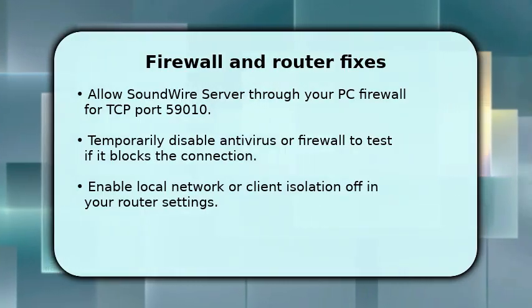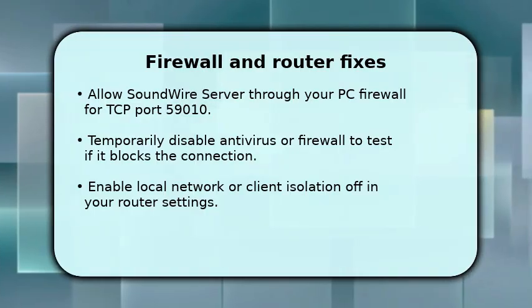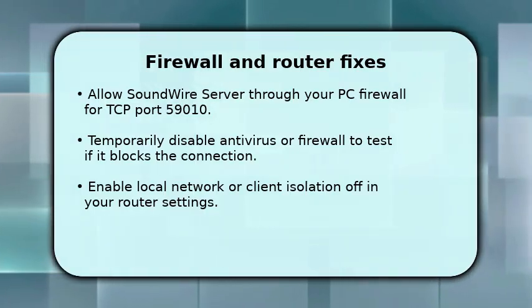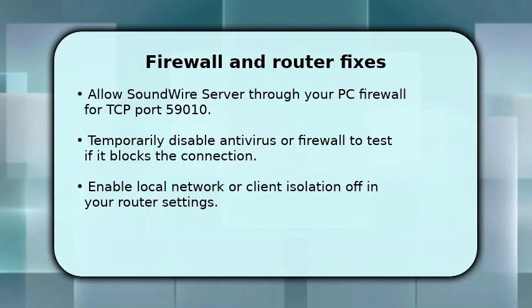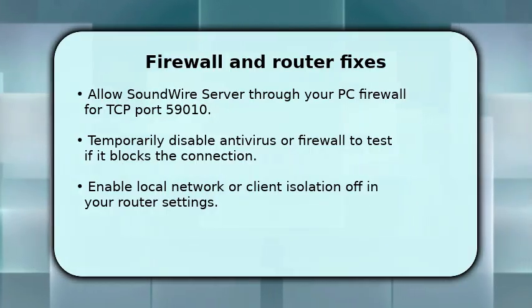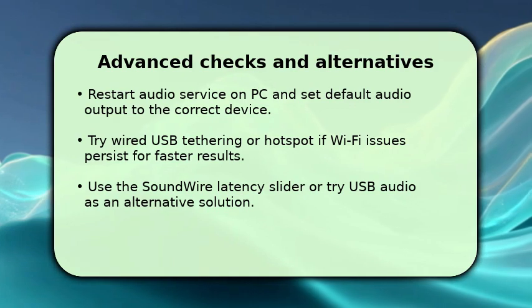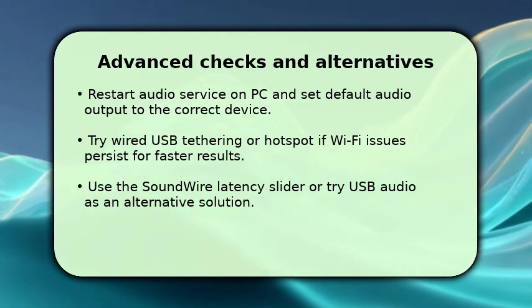On the router, enable local network traffic and turn client isolation off. Reboot the router if settings changed, and then retry connecting the client to the server. If problems persist, perform advanced local checks and try alternatives.